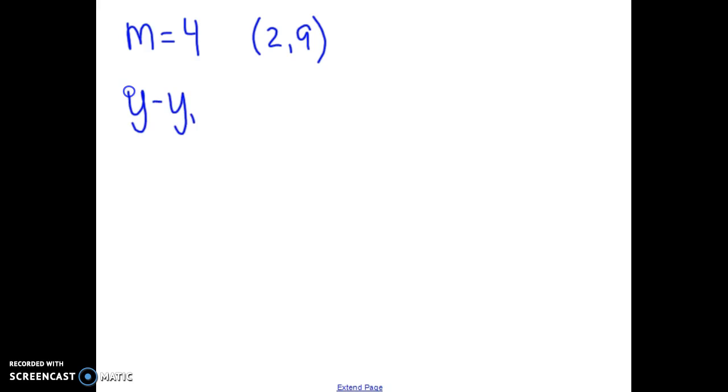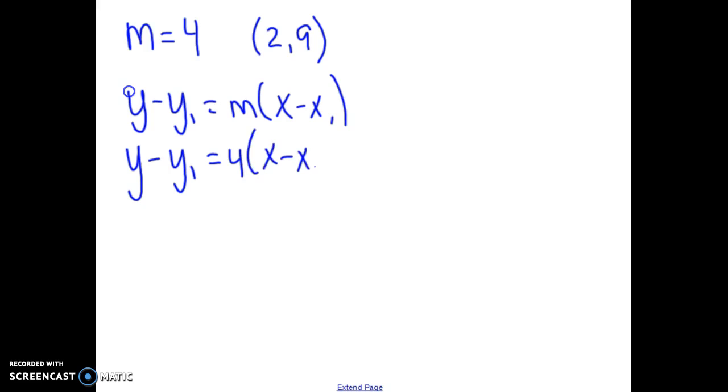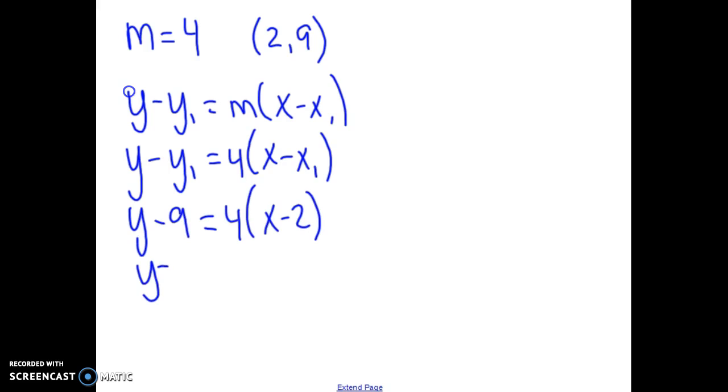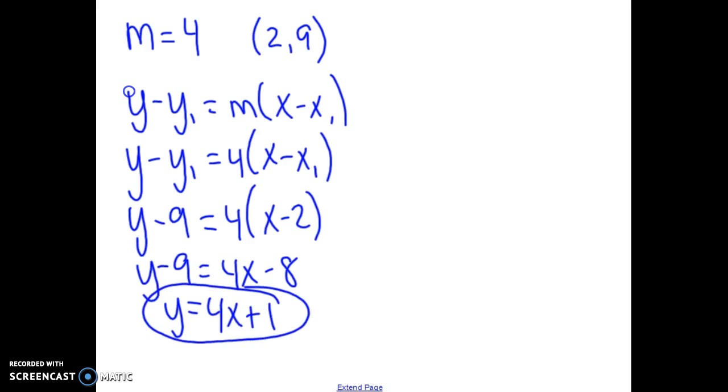First, I write down the general equation. Then I substitute in my slope. Now I'm going to substitute in my point. Now I'm going to simplify. Minus 8, I'm going to add 9 to both sides. 4x plus 1. There's the equation of my line.